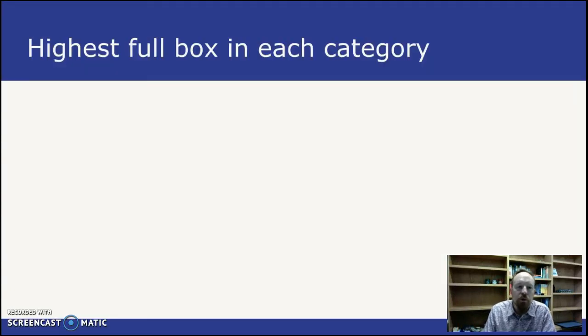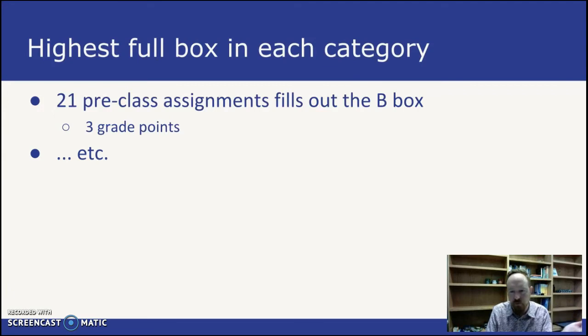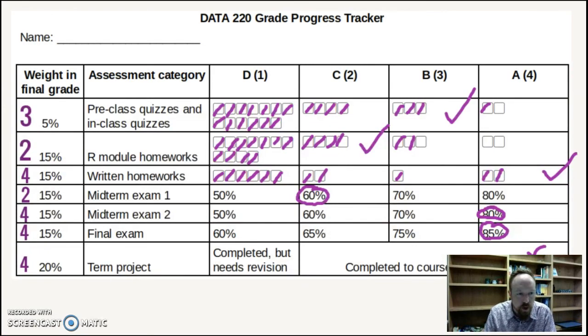Okay, so what we do is we look for the highest full box in each category, and we give ourselves that number of grade points in each of the categories. So for instance, 21 pre-class assignments fills out the B box, but doesn't fill out the A box. And so we get 3 grade points for that category, and so on and so forth. So I've gone ahead and computed all the grade points. So you can see there will be 2 grade points in the R module homeworks category because the C box is full, but the B box is not, so on and so forth.